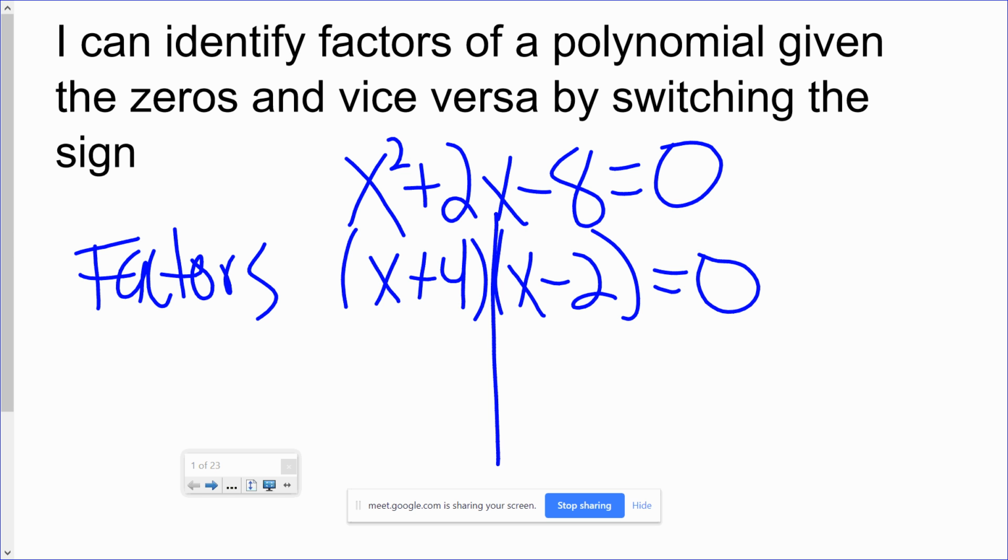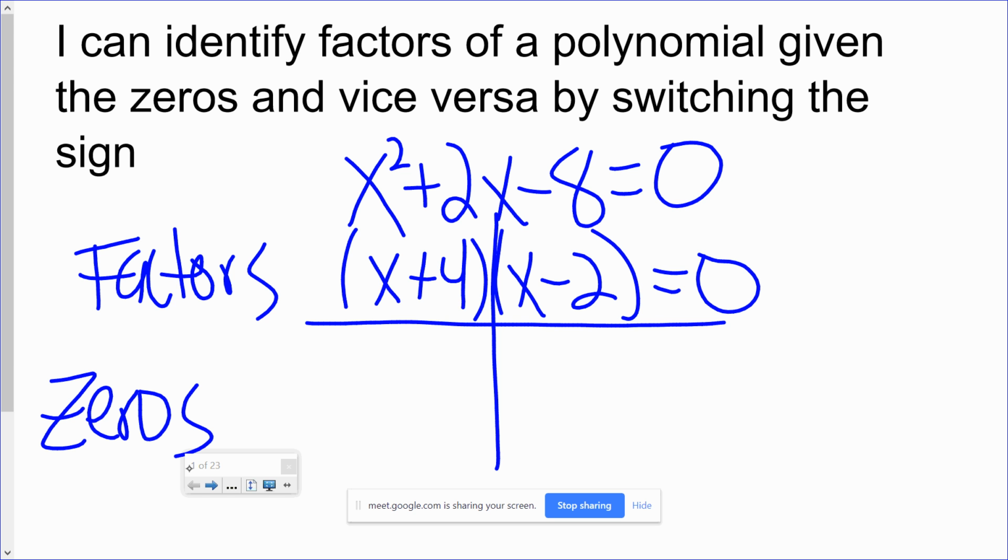And then my next step was setting each factor equal to 0. And what that gave me were the zeros. That gave me where this graph is going to hit the x-axis. And now how did I get the zeros? When I set each factor equal to 0, essentially all that happens is the sign switched. So if it was x plus 4, the 0 became negative 4. And if it was x minus 2, the 0 was positive. So to go back and forth between factors and zeros, you're essentially just switching the sign.